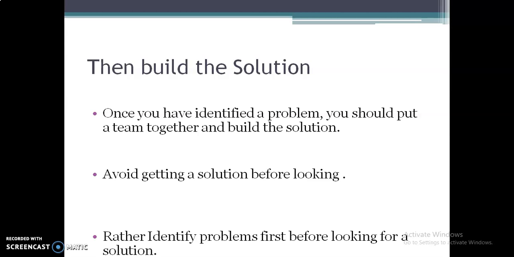Avoid getting a solution before looking for problems. So the second point is: don't get a solution before looking for problems. Always get the problem first, then look for a solution. Like I said, rather identify problems first before looking for a solution. But in the next slide, we'll go deeper into that.